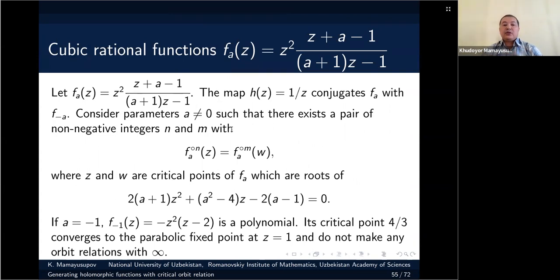It has 0 and infinity as super-attracting fixed points, and there are another 2 fixed points. They collide. They create one parabolic fixed point with multiplier 1, and the conjugate is 1 over z. They conjugate a and minus a. So we consider non-zero parameters. 0 is excluded because if you consider 0, you get z squared, so it's a degenerate point. Again, we study critical relations, but here our critical relations solve this quadratic equation. Minus 1 is excluded.